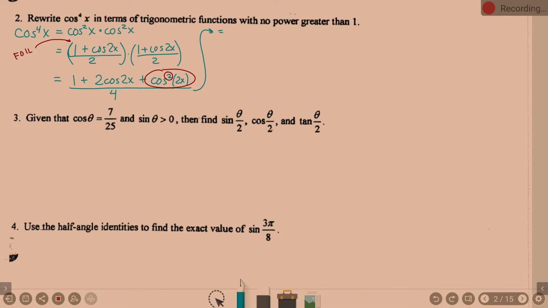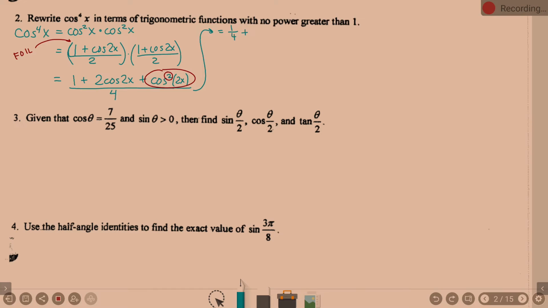I have a denominator of 4, yes? I'm going to put that denominator of 4 with each of the 3 pieces. Meaning, what is 1 over 4? 1/4. That one wasn't a trick question, okay? Now, what is 2 cosine 2x over 4?